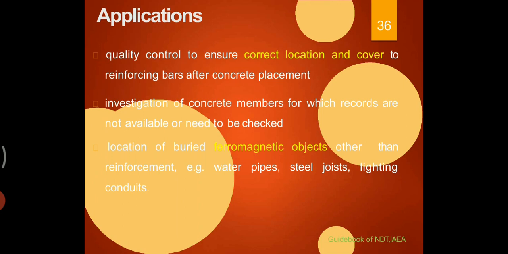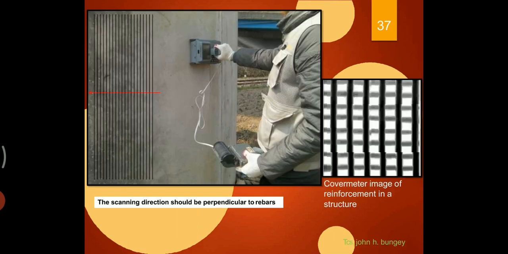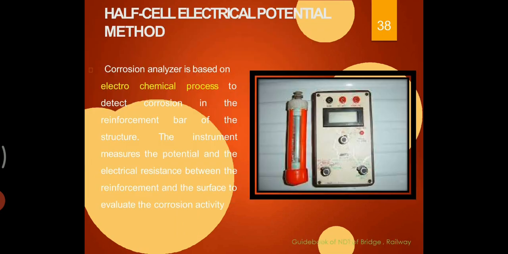Here it is used for quality control, to ensure correct location and cover of reinforcing bars after concrete placement. Then investigation of concrete members for which records are not available or need to be checked. Also the location of buried ferromagnetic objects other than reinforcement, for example water pipes, steel joints, lighting conduits. So that is the electromagnetic method. The next one is the half cell potential.